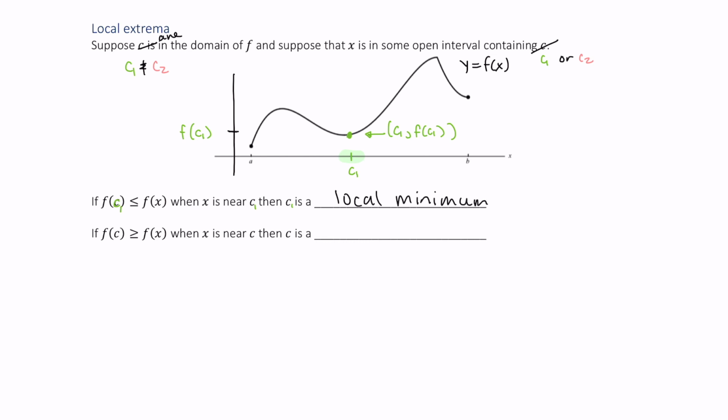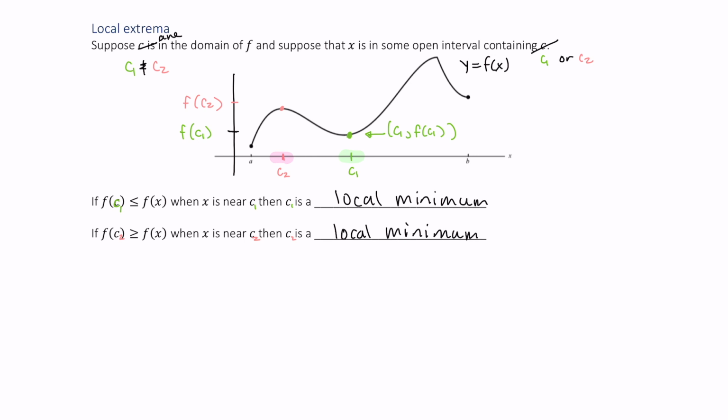Now let's go ahead and do the same thing, and I'm going to pick any spot. I'm going to say this is C2 here. So here I have F evaluated at C2, and go ahead and write these subscripts of 2 here. So if F evaluated at C2 is larger than the other values of F of X in some neighborhood again, and here's our neighborhood, then C2 is a local maximum.